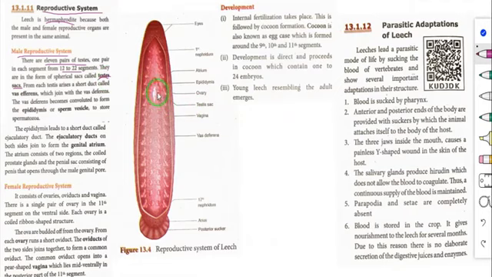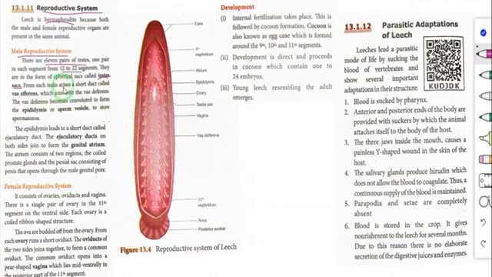Okay, it's a spherical shape. So how many pairs of testes are present? How many pairs? 11 pairs of testes. 1, 2, 3 like that. Okay, totally 11 pairs of testes are present in 12 to 22 segments. So it looks like a sac, like a spherical sac. So that is known as testis sac.